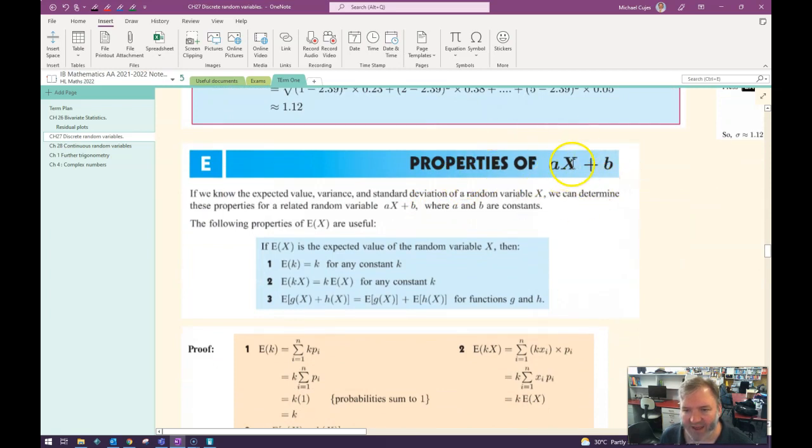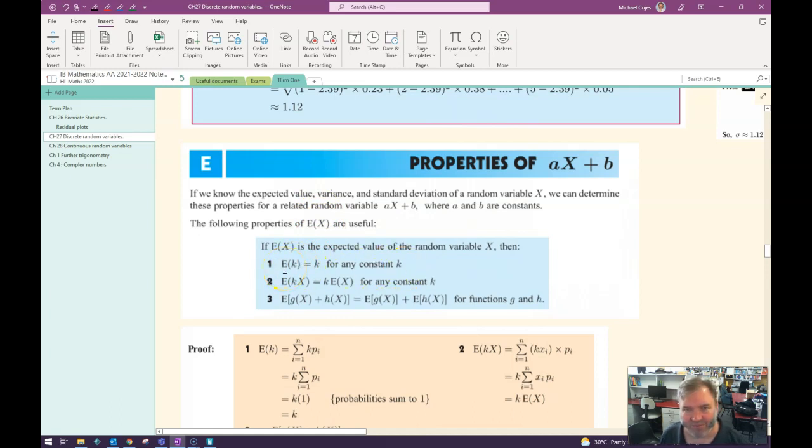Properties of aX plus b, where X is a discrete random variable, so it's a distribution, probability mass function they refer to it as. There are some little things that are useful here. The expected value of X is the expected value of the random variable. Then the expected value of k, where k is a constant, is just going to be itself. There's no involvement of the random variable, so if I have a number 7, the expected value of the number 7 is 7.